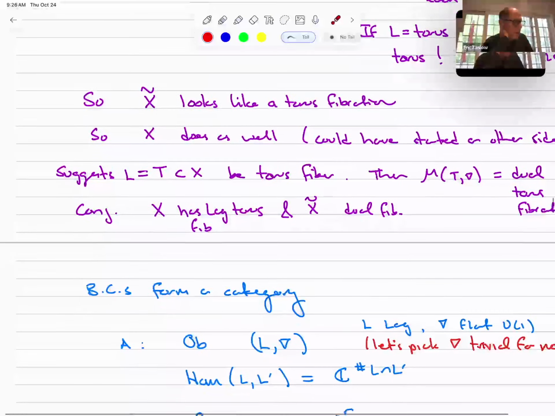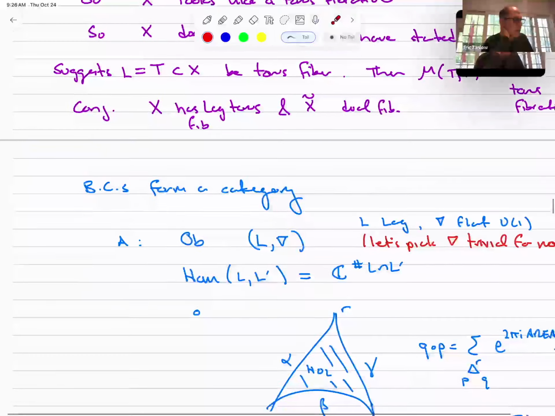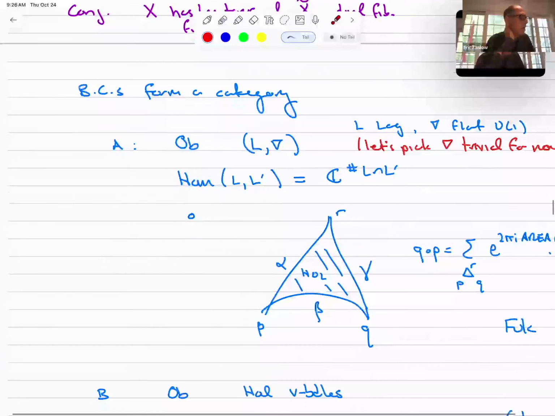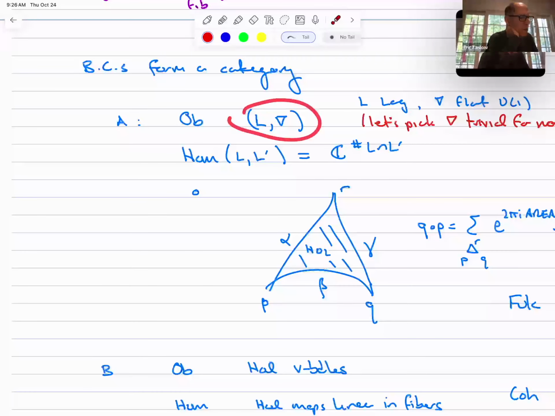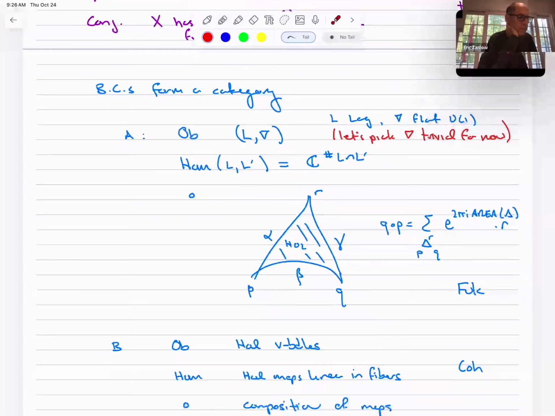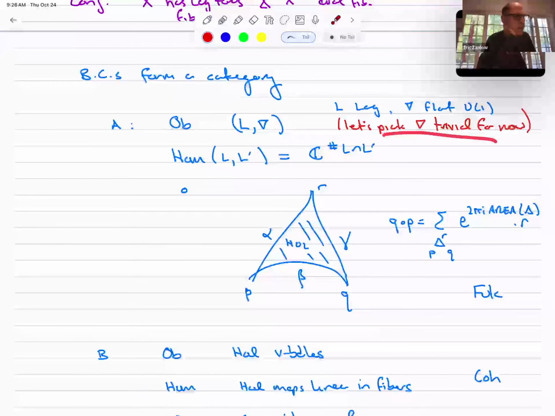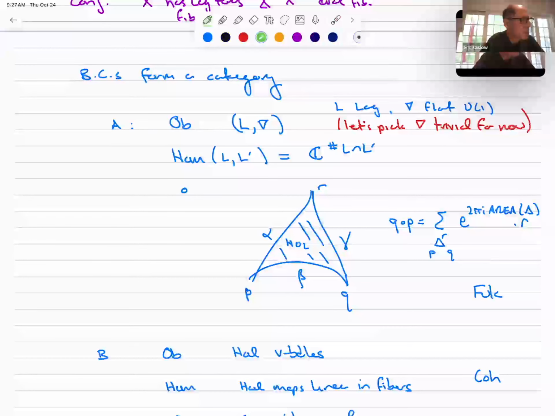So what we had seen already last time is that the boundary conditions form a category. Maybe I'll go a little bit quicker through this part. The objects were the boundary conditions that we've discussed. And on the A side, those boundary conditions were these Lagrangian submanifolds and these flat connections. And we can ignore that flat connection part for now. The morphism spaces, I was describing them as the ground states when you have a boundary condition on both sides.